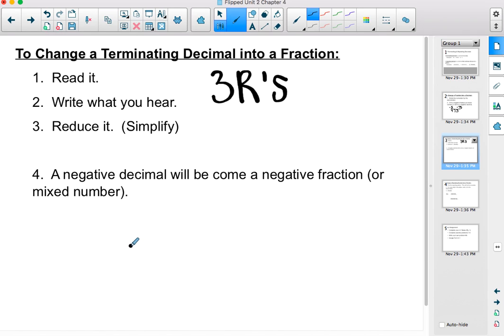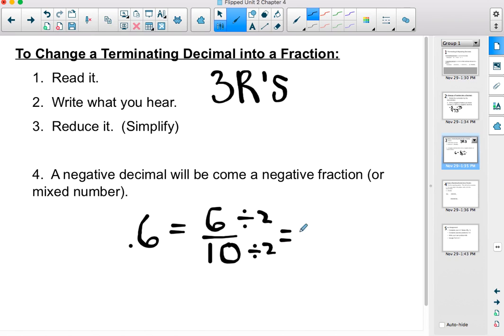Let's take a look at an example. Let's say my example is 0.6. If we want to change that into a fraction, we have to first read it using place value, so that's 6/10. And then we write what we hear, 6/10. That tells me I've got a numerator of 6 and a denominator of 10. Final step in this problem is to reduce it or simplify it. And when we do that, we just divide out the common factor. So I know that I can divide 6 and 10 both by the number 2, and that gets me a final simplified fraction of 3/5.